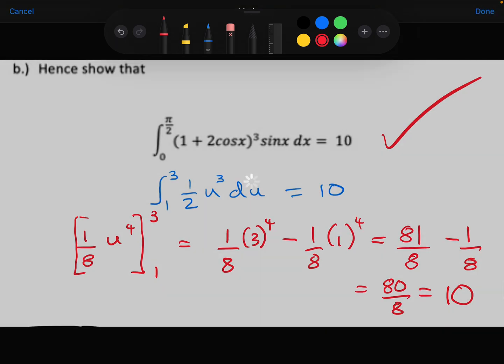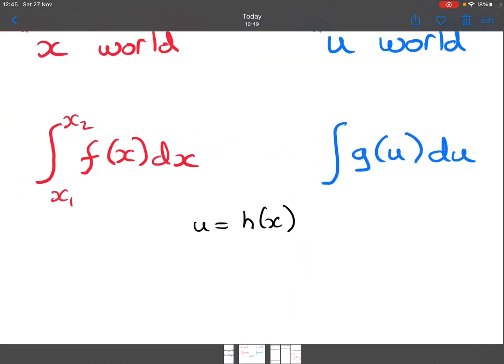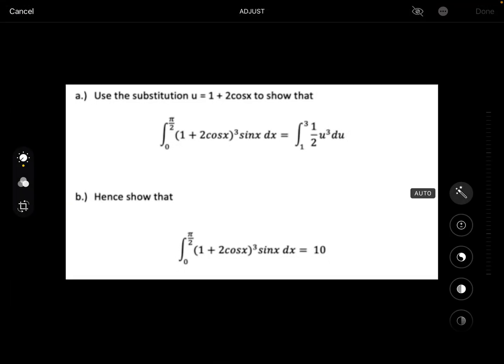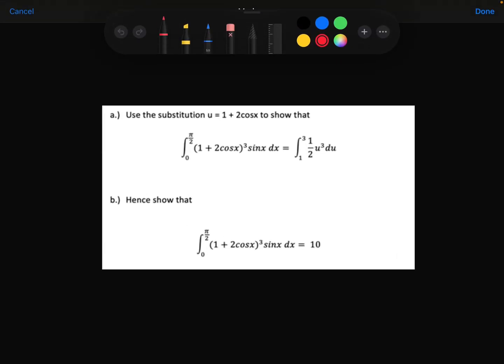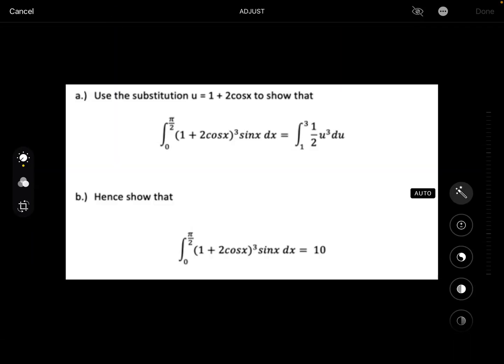And that's it. So key things from this video: when you have limits, just remember that you need to change those x limits into u limits. And if you want to swap the limits around, you can. Just remember to change the sign of the inside. And that's it.